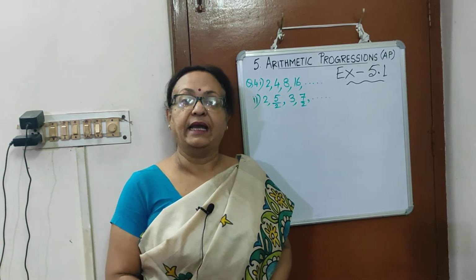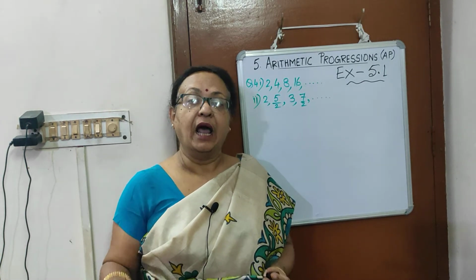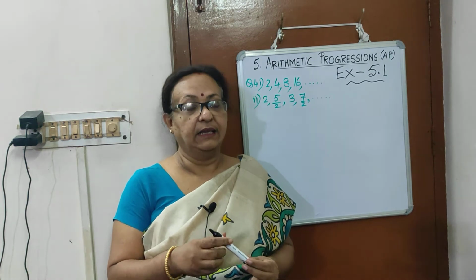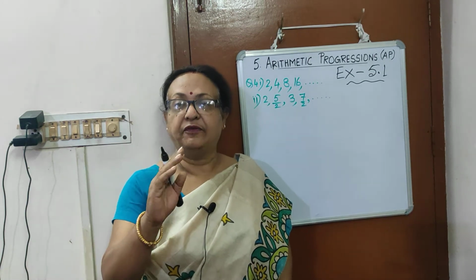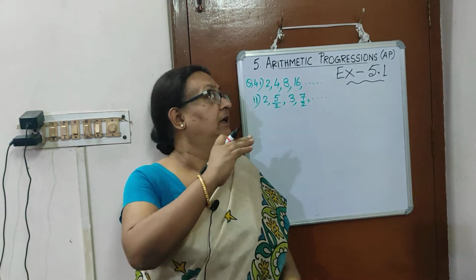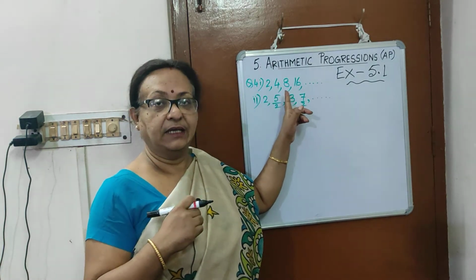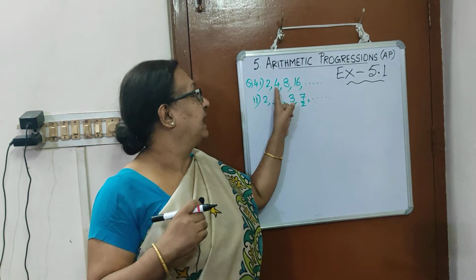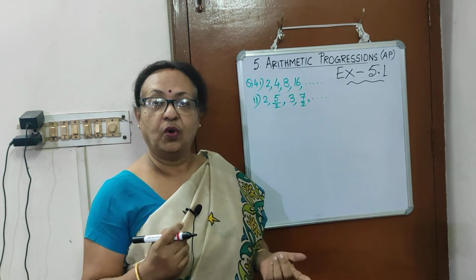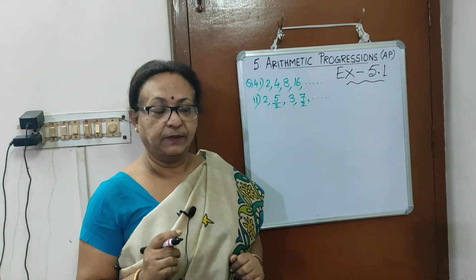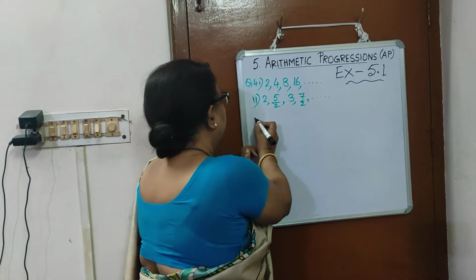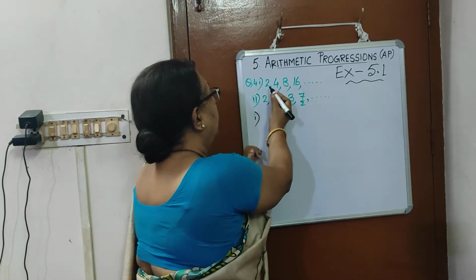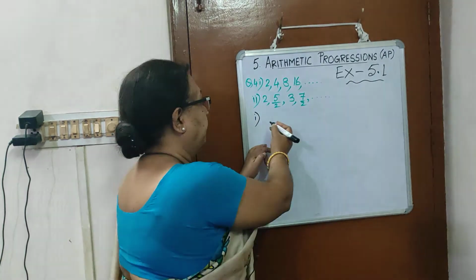So we find the common difference. And how do we find the common difference? That is also known to you children. We subtract the first term from the second, or we subtract the second term from the third, and so on, to find the common difference. Okay, now let's start the solution for the first one. We find the common difference.